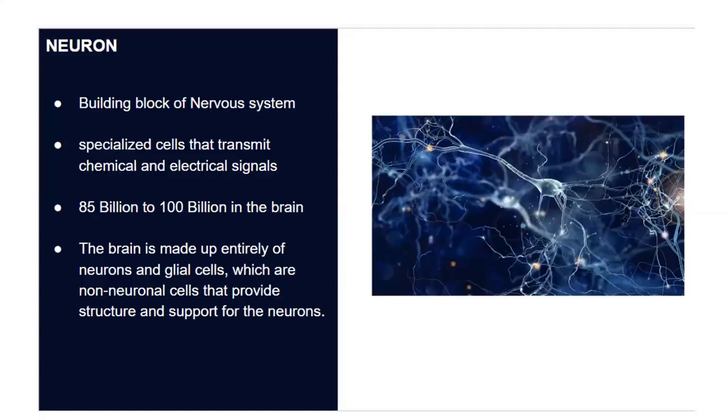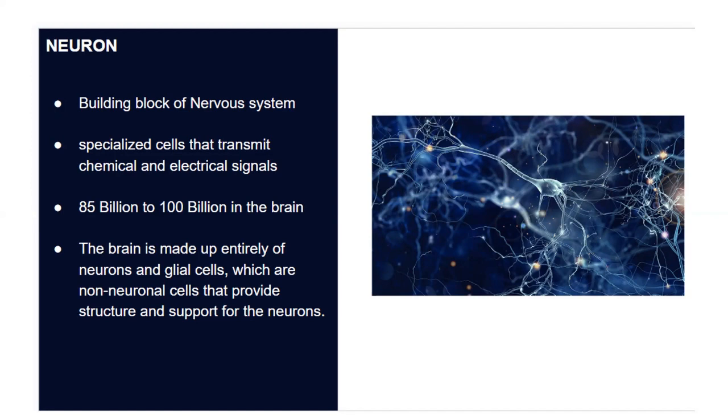So first let's understand what is neuron. These are basically building blocks of the nervous system. Our nervous system is made up of a lot of neurons. 85 billion to 100 billion neurons are there in our brain, which basically constitute our nervous system. These specialized cells transmit chemical and electrical signals.